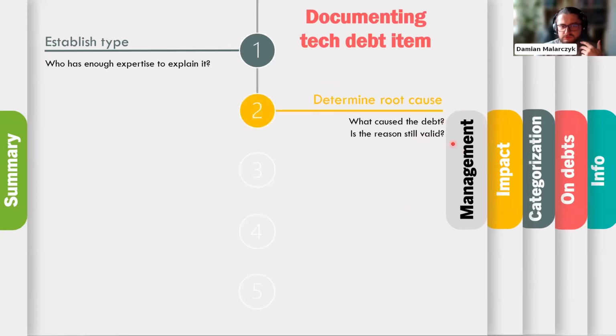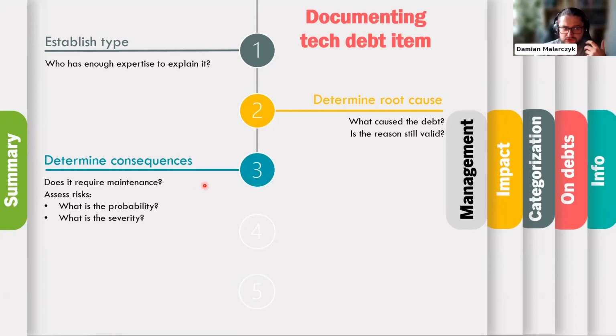Next is determining the root cause. And again, it's not about pointing fingers. It's about realizing if the root cause may have some consequence. It could be, for example, that we have decided to use some old third-party system because there is one important client of ours that really needs it for whatever reason, and the reason is still valid. And it may be that this tech debt is not actually something that we want to remove at the moment because of the dependency on that client.